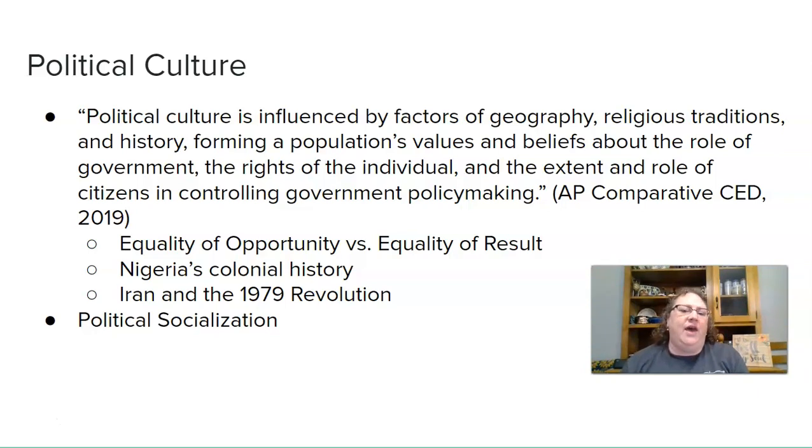If we think that the rights of the individual should be valued, if we think that a free market economy and capitalism should be valued, those are part of your political culture. For example, after World War II, the UK said that we really value the welfare state. They established a welfare state, and they believed that was something that needed to happen.